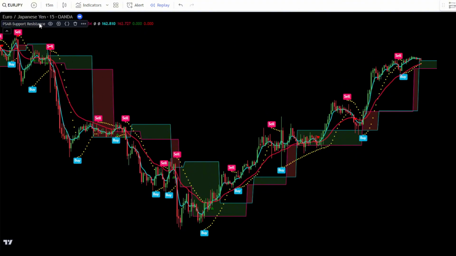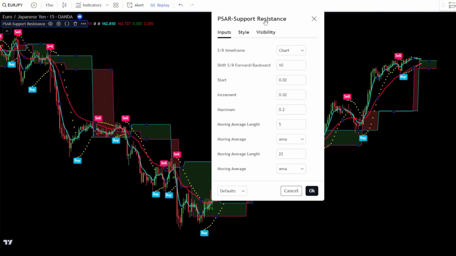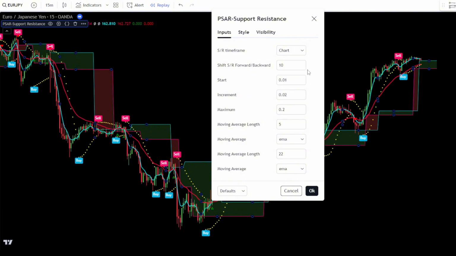After that, configure the Parabolic PSAR support resistance indicator. Go to the Input tab and adjust the settings as follows. Change the value in the start field to 0.01. Change the value in the increment field to 0.01.